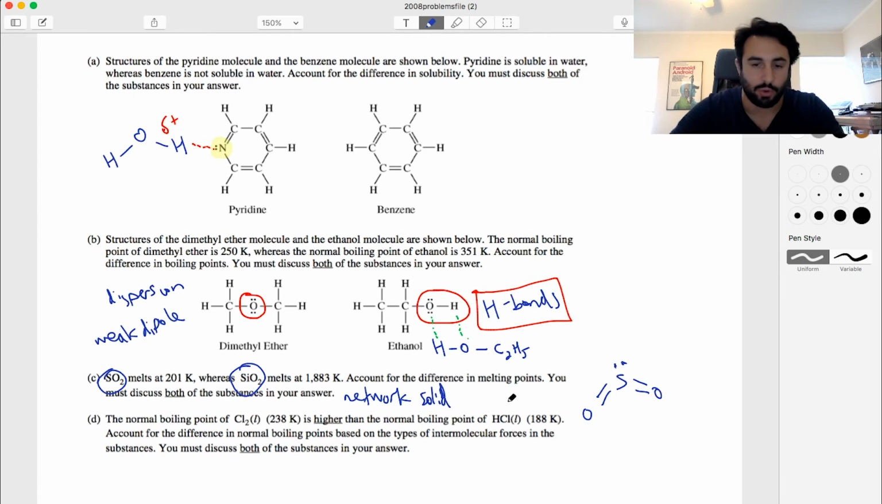And then lastly, the normal boiling point of chlorine is higher than the normal boiling point of hydrogen chloride in the liquid phase, if we're not aqueous. So what is the difference in these? What accounts for the difference in these boiling points based on the type of intermolecular forces in the substances?